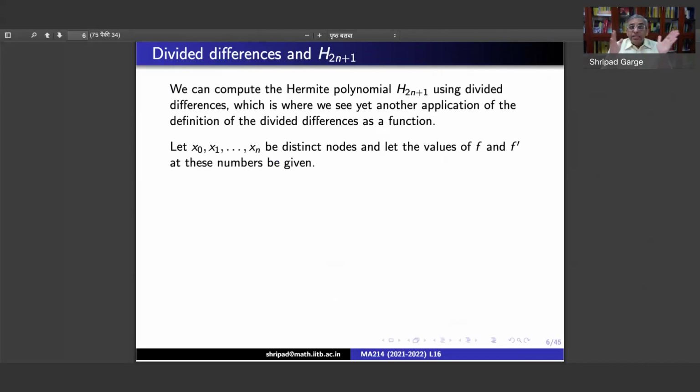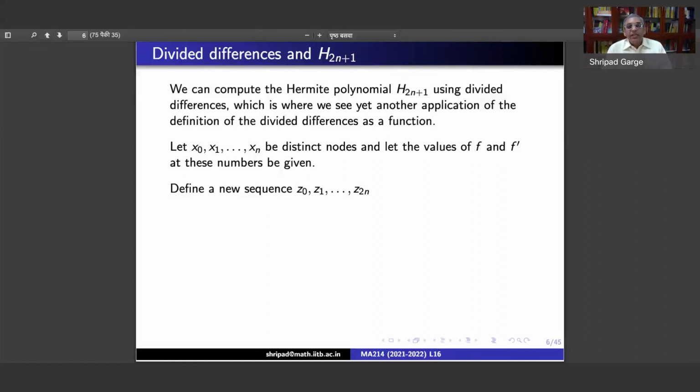So whenever you have these n plus 1 distinct nodes and the values of the function and its derivative at these numbers are given, what we do is that from these distinct nodes, we construct one more sequence where the nodes may not be distinct. So we define a new sequence. Now, of course, a sequence can be infinite, but here by sequence, we mean it in a very broad sense. You may call it a set if you really wish. I'm calling it a sequence because we are putting it in some order.